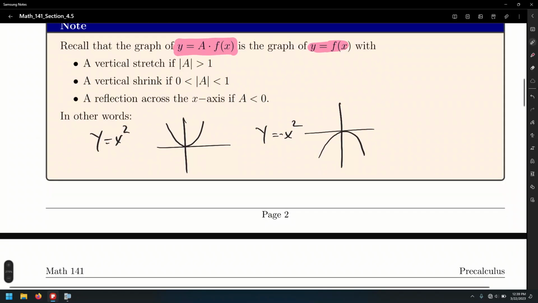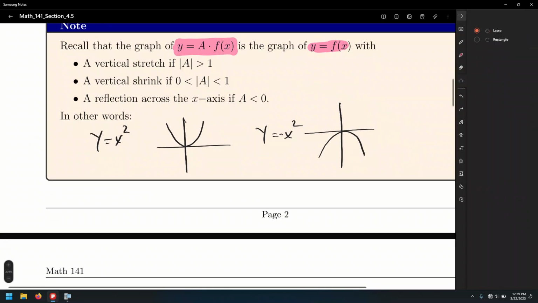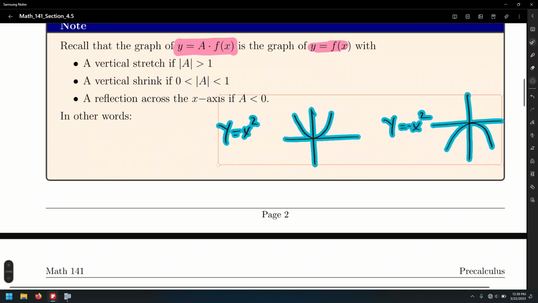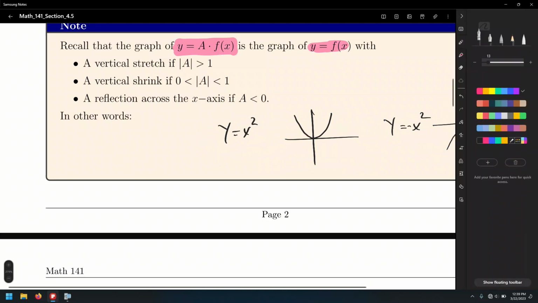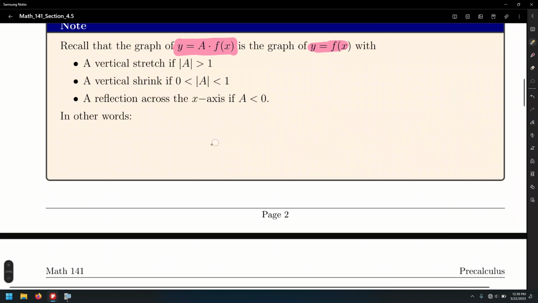Actually, I had something in mind. Oops, this is not what I meant. Let me move this over here. Let me erase this, we don't need it anymore.